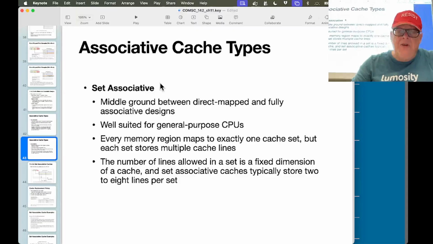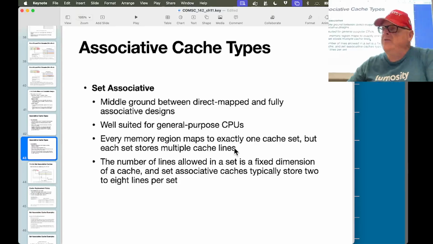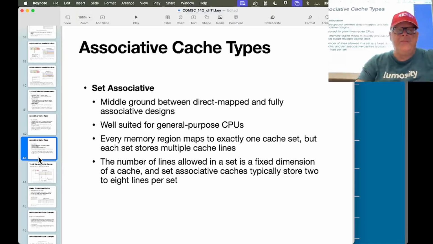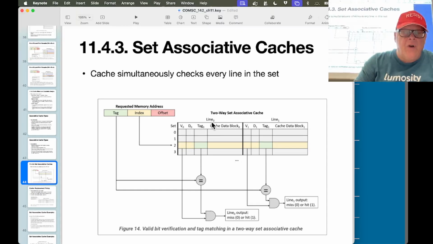And set associative is the middle ground, which is considered well suited for general purpose CPUs. Each memory region maps to a cache set, but each set stores multiple cache lines. So you have a group of lines available when you have an address you're looking for, and you only have to look through a small set of those lines to find the data. All right, so you have several lines here in the same set, so you'll have to hunt through these lines, seeing if the data is in there, and you can simultaneously check every line in the set.